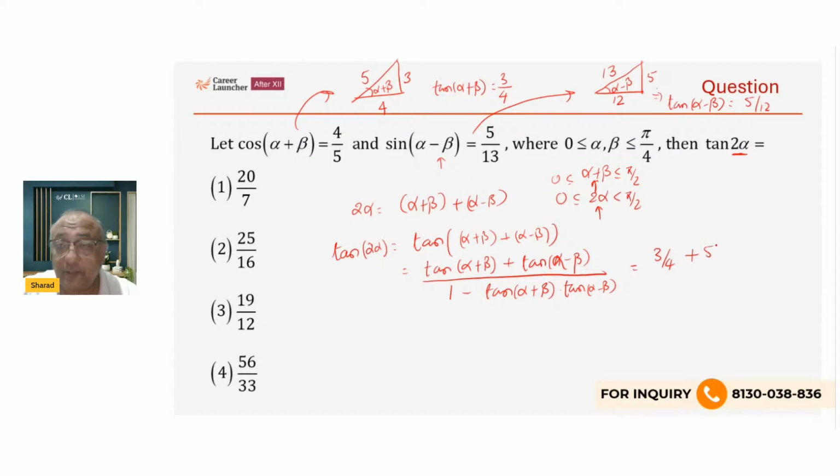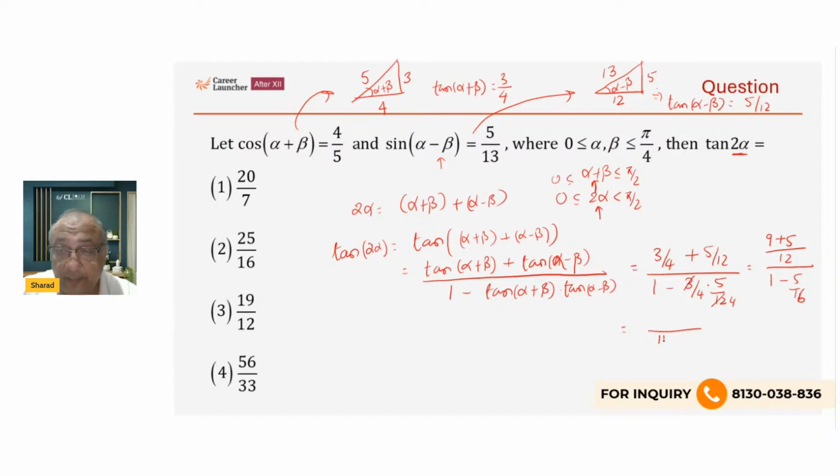Wonderful. Good. 5 by 12 upon 1 minus 3 by 4 into 5 by 12. So let us do the computation now. Take the LCM, which is 12. So here I will have 9 plus 5 over 24. And what do we have here? This 3 will cancel 4. So I will have 1 minus 5 by 16, which is nothing but 11 by 16.